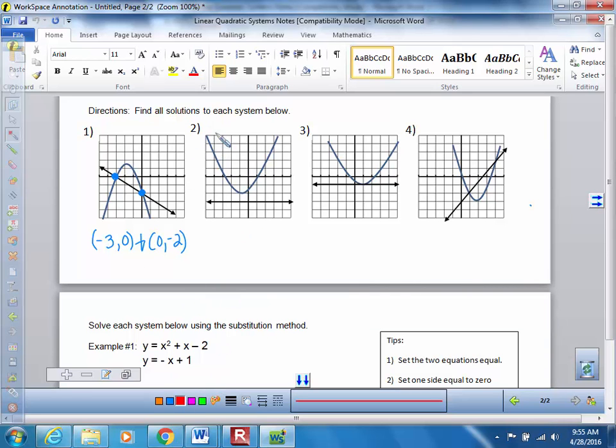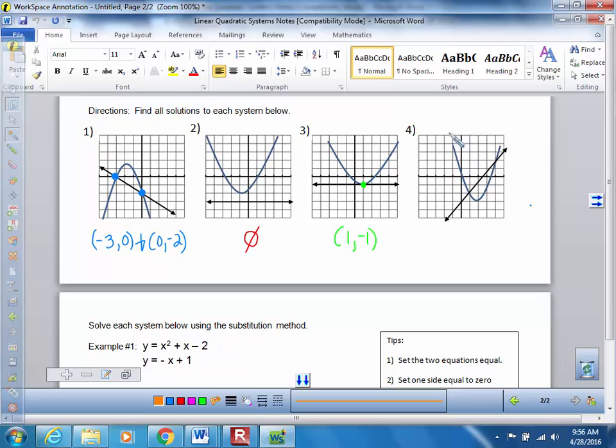Looking at number 2, do these two graphs intersect? No. So what would my answer be? No solution. Then number 3, how many times do these graphs intersect? Once, right here. So to figure out what this point is from the origin, we're going to have to go right 1, down 1. So that would be 1, -1.